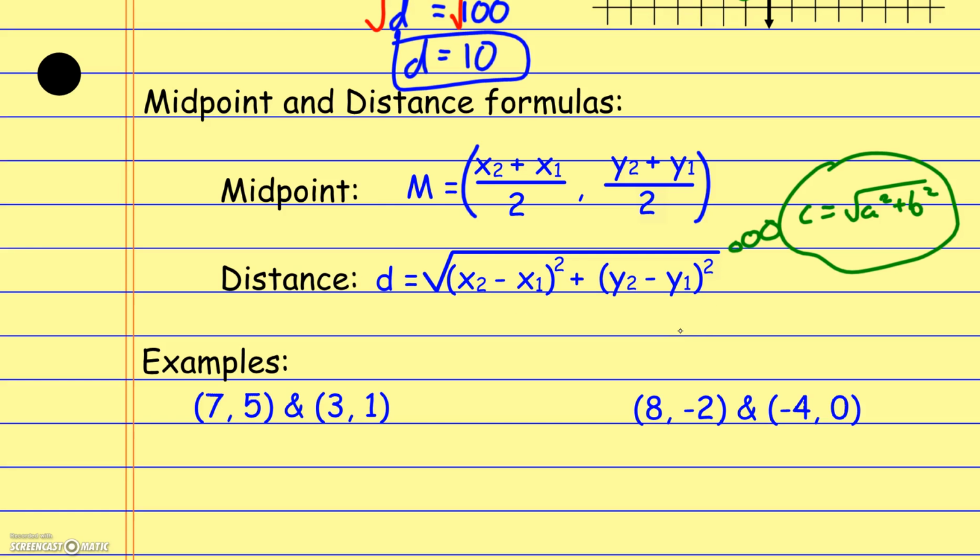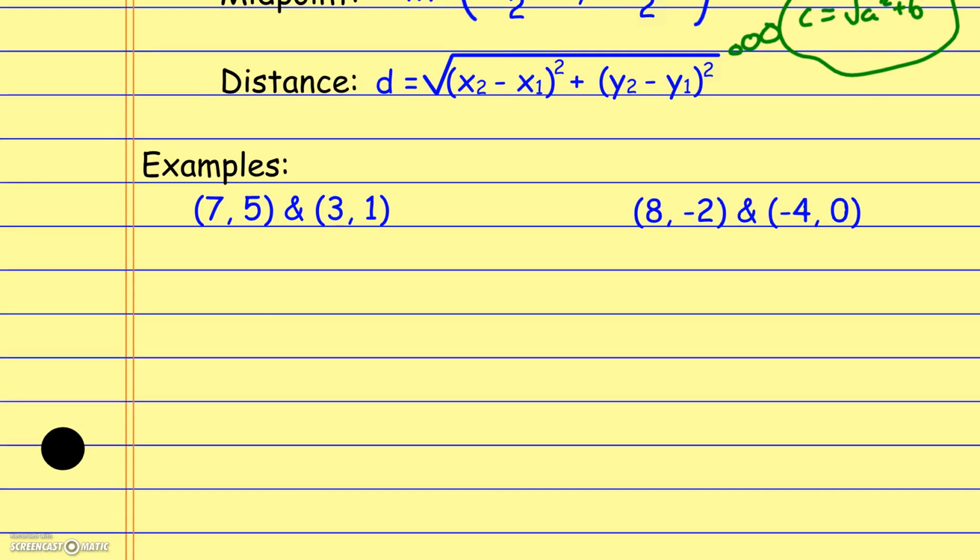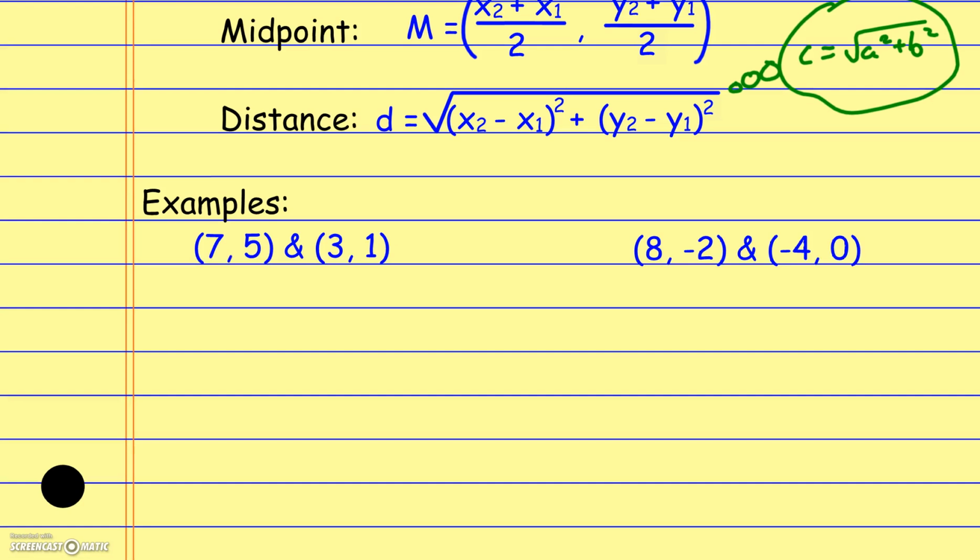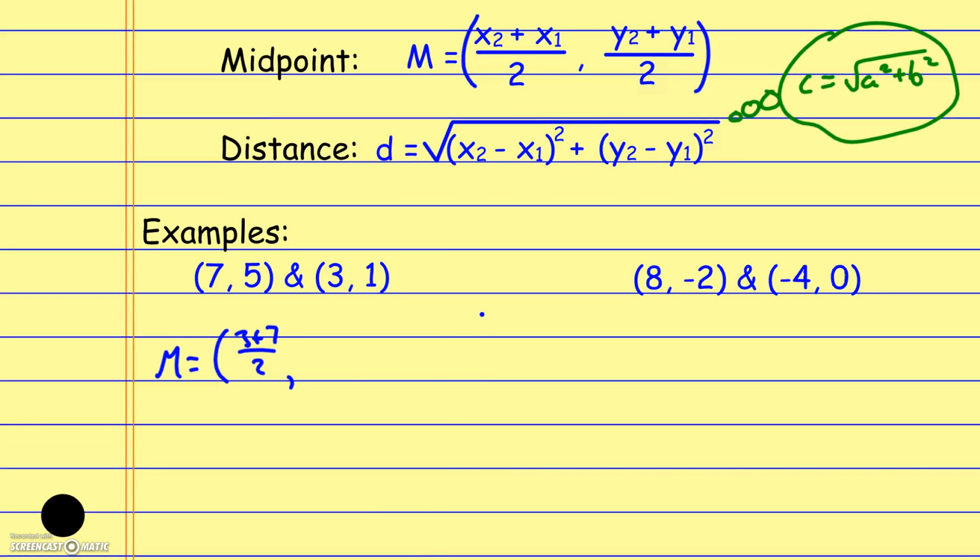All right? For example, when I take a look at this guy, if I were to use my midpoint and distance formulas here, start with the midpoint. So the midpoint is just the ordered pair, and I add the x's together, so it's x sub 2 plus x sub 1, so it's 3 plus 7 divided by 2, comma, the second part of my midpoint formula is I add the y's together and divide it by 2, so y sub 2 plus y sub 1, and I divide that by 2 as well.